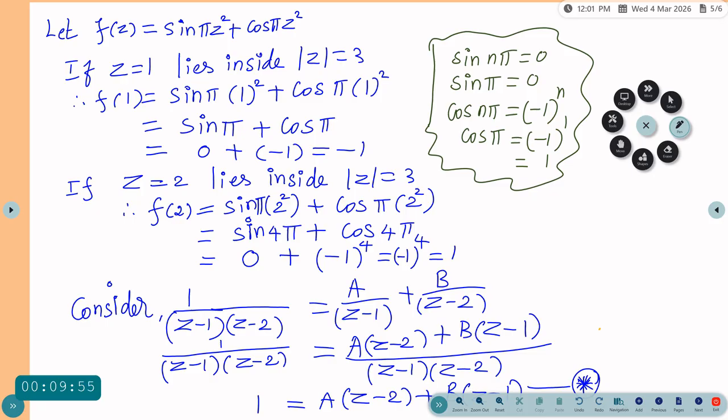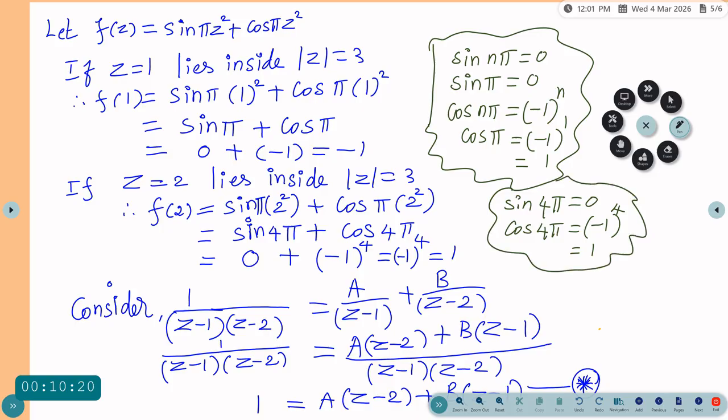Already we know that sin n pi equal to 0. So sin 4 pi is also 0. And cos 4 pi value is minus 1 whole power 4. That means 4 is an even number. Minus 1 into minus 1 into minus 1 into minus 1 is 1. So it is a positive value 1. So that we get here f of 2 value is 1.